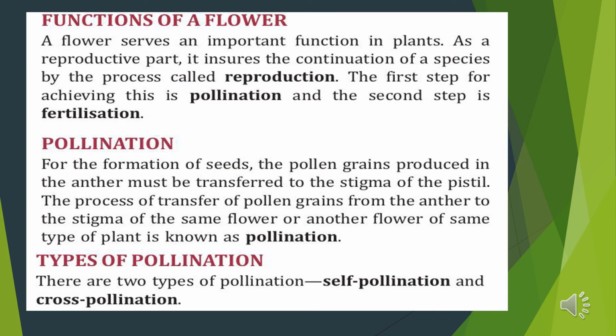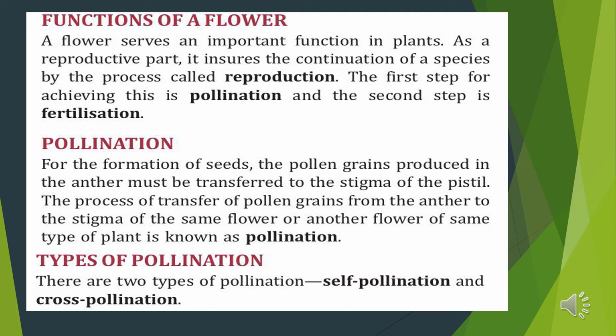A flower's main function is reproduction. The first step of reproduction is pollination, and the second step is fertilization. What is pollination then? The process of transfer of pollen grains from anther to stigma. It can be of the same flower or same plant, or it can be from another flower or another plant. This is known as pollination.